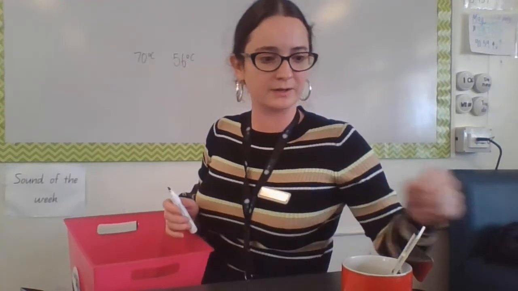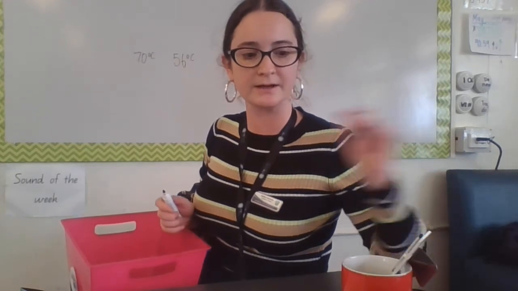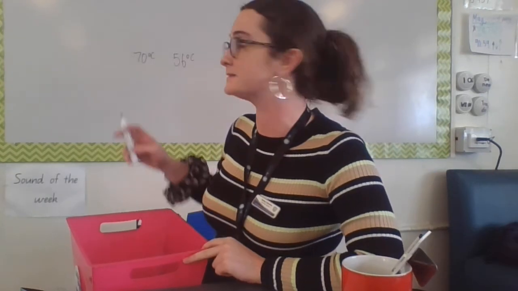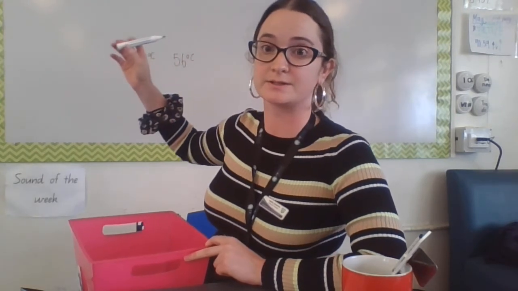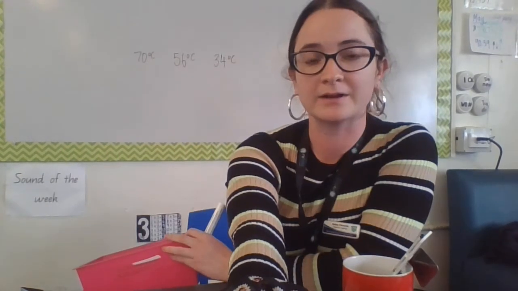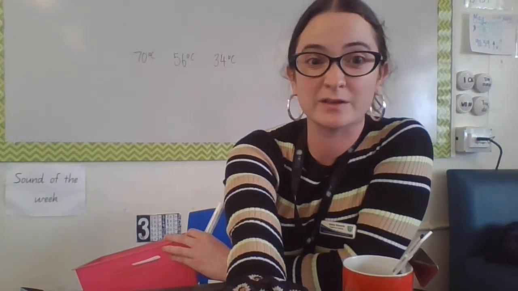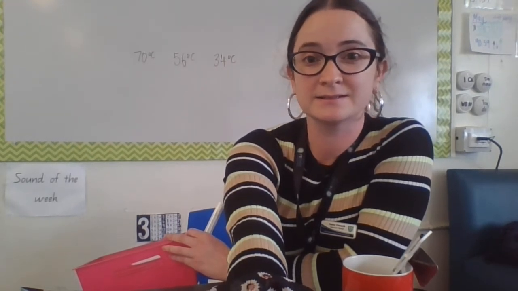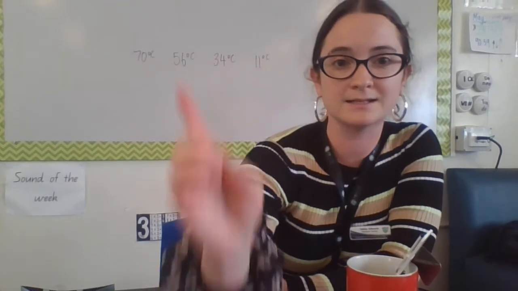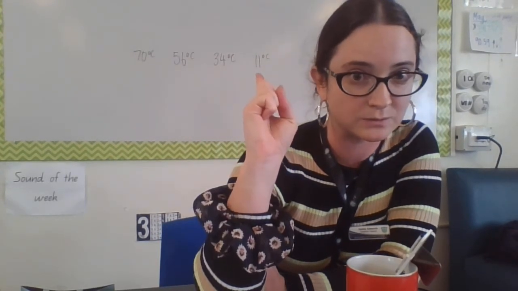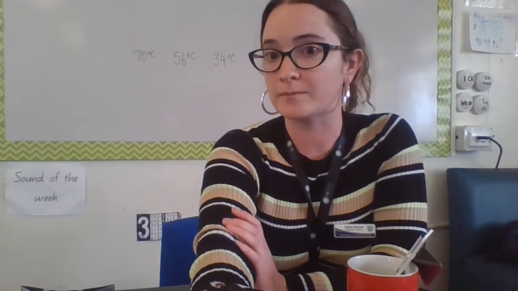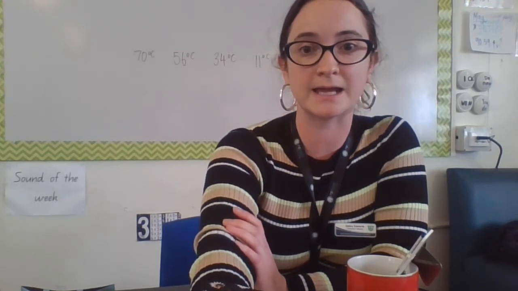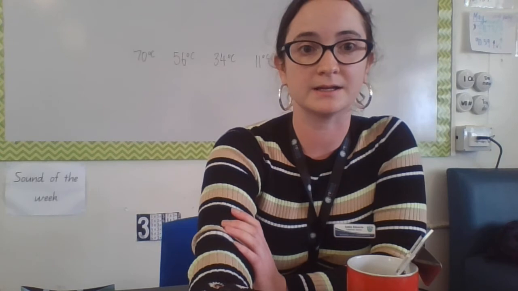Okay, I've just jumped back on here because I've looked at my thermometer and I've noticed in about 10 minutes it's dropped from 70 degrees Celsius down to 56 degrees Celsius. So that's quite a big drop in a very little amount of time. Okay, I'm back again and it has dropped even further, 34 degrees Celsius. Okay, and the last data that I collected was 11 degrees Celsius. So if you'd like to fill in your observations into your worksheets where the table is, you can go ahead and do that now.